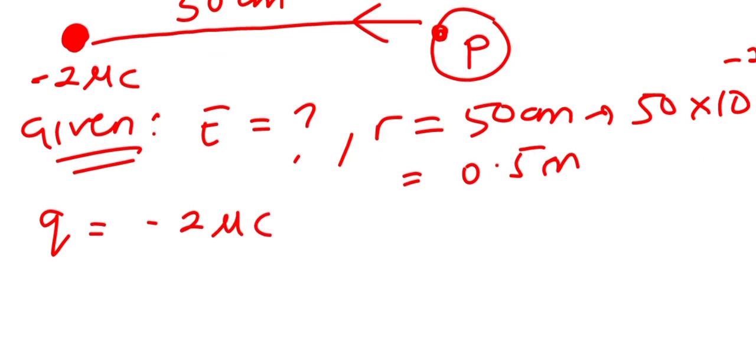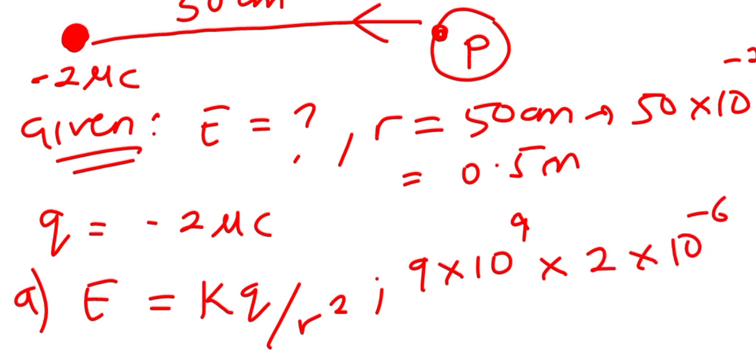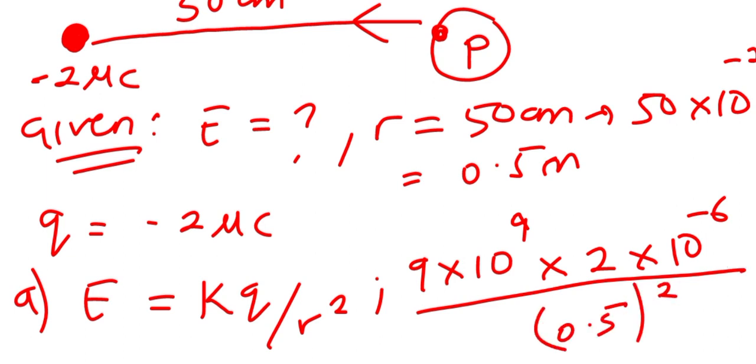Now, let's find the first part, the electric field. The electric field we know is calculated using kq over r squared. Now, k is a constant and it has a value of 9 times 10 to the power of 9. And then q is given. But one thing I want you to note here is that whenever you are calculating the electric field, you don't consider the negative sign in the charge. We only pick the magnitude, which is the absolute value of that charge. So in this case, it becomes 2 times 10 to the power of -6, all divided by 0.5, which is the distance. But remember, we have to square it.